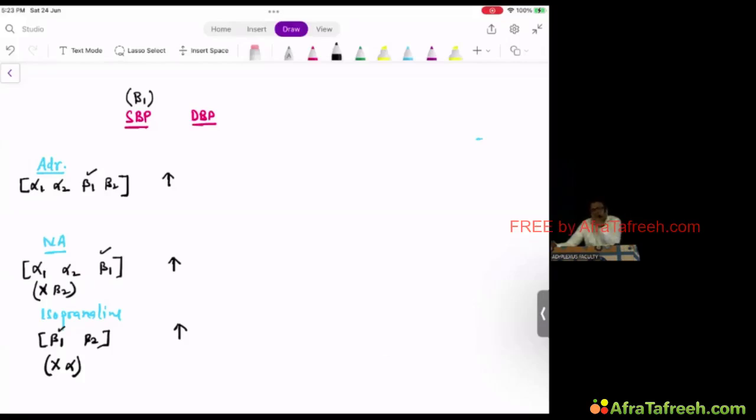Blood vessels. Blood vessels remain constricted. So which receptor is there on blood vessels? Alpha 1. Anything else? Beta 2. So the net influence is constriction. Adrenaline. Look at adrenaline. Does it act on alpha 1?